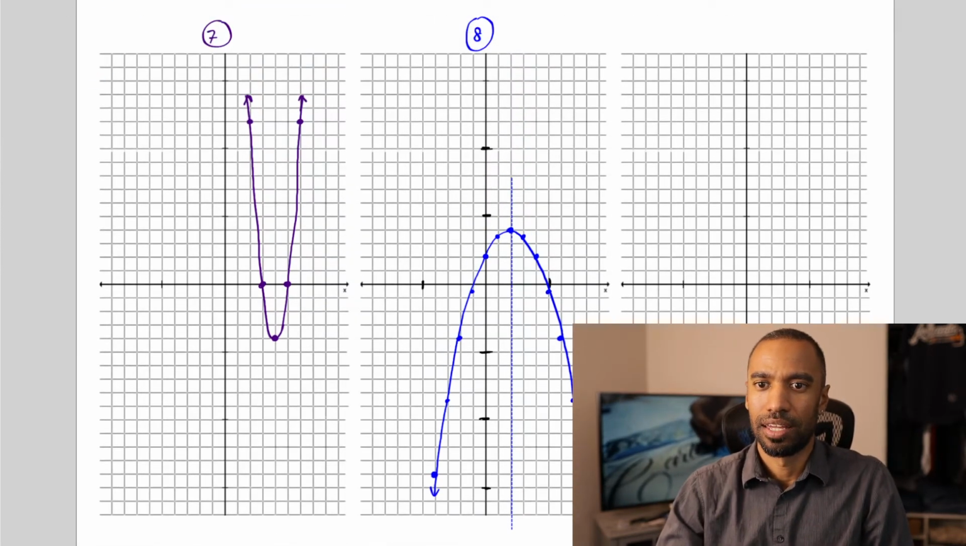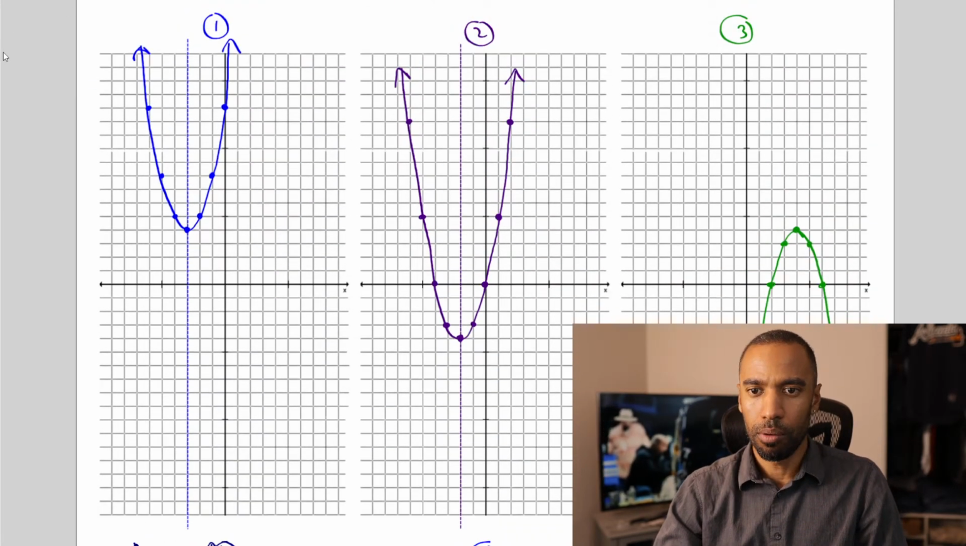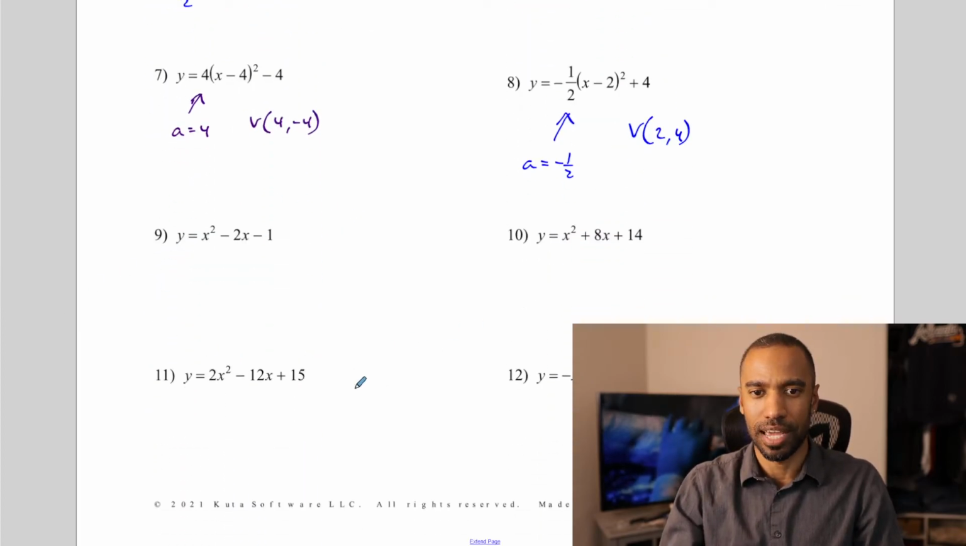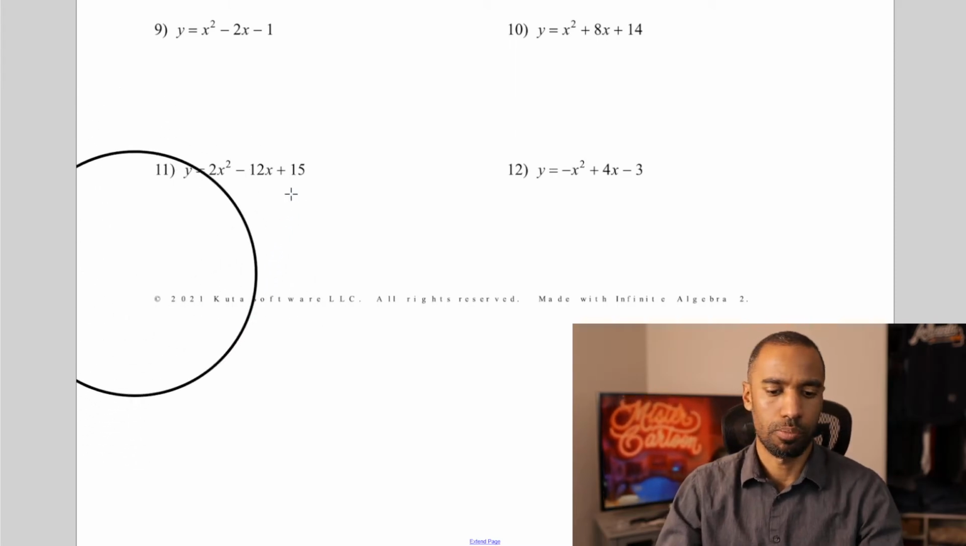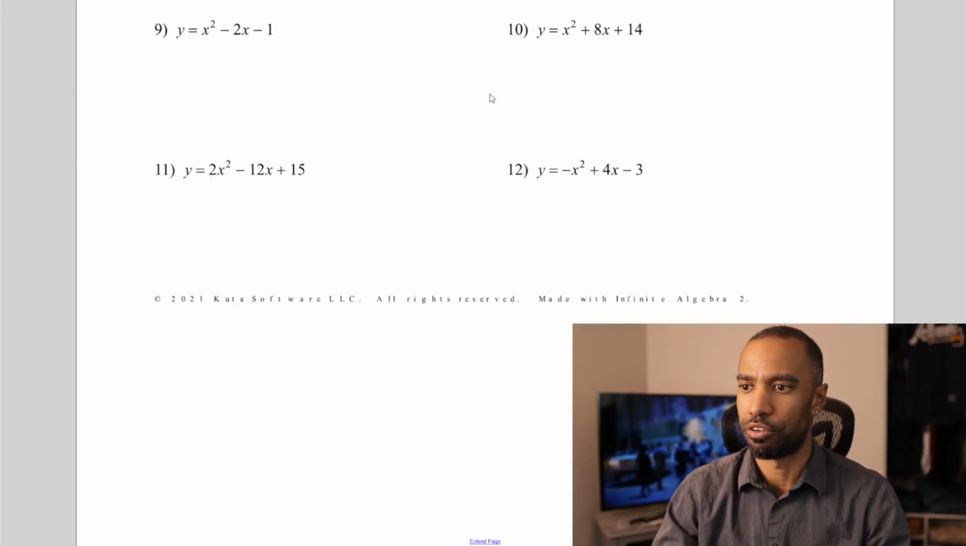All right. Love it. Okay. Now, numbers 9 through 12. There are 4 more to do, but you'll notice they're not in vertex form. In fact, they are in standard form, okay? These ones, oh my goodness, what did I just do? These ones are in standard form here.